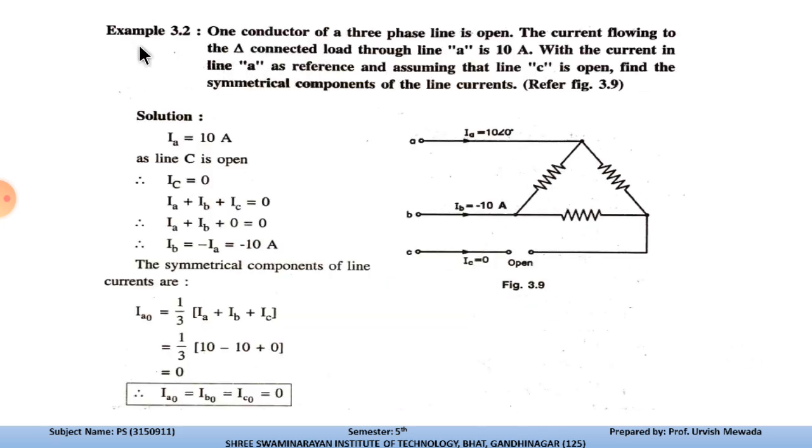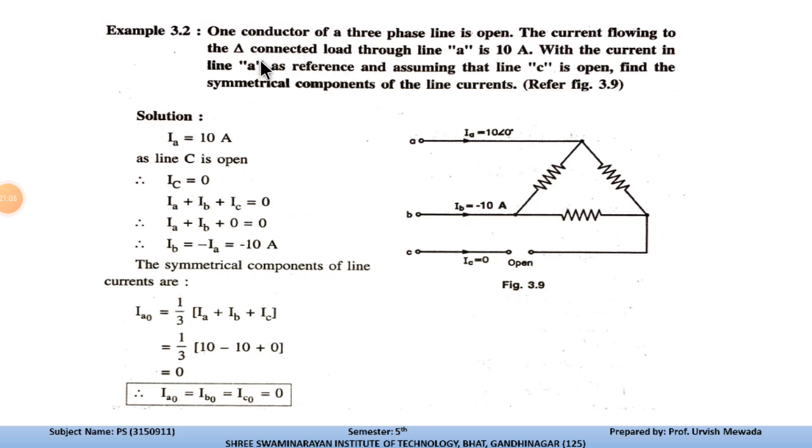Now let us discuss example number 2, so that it will be more clear to you how to solve this example. Such kinds of examples are frequently asked in your GTU exam. So please prepare it very well, and go through it with proper presence of mind. So let us start with the second example.